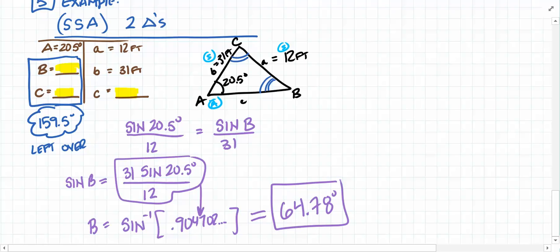This is a clutch moment in this particular box. Because now, what do I know? I know I have 159.5 degrees left over to spend. So is 64.78 an acceptable answer to get? Yeah, it sure is, because it's smaller than that, so I can afford to spend it. Okay, here's the key part though. There is another angle whose sine is equal to 0.90470 and so on.